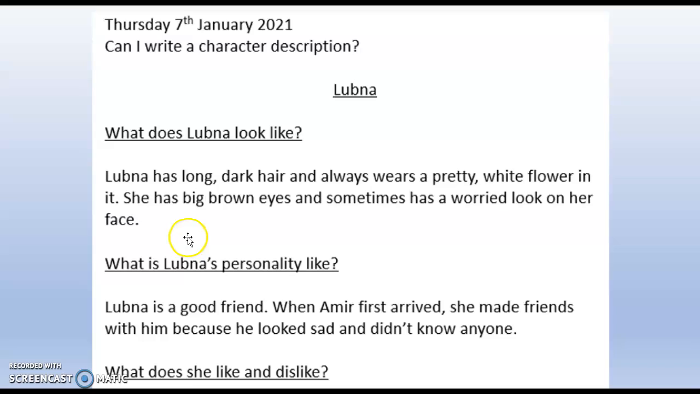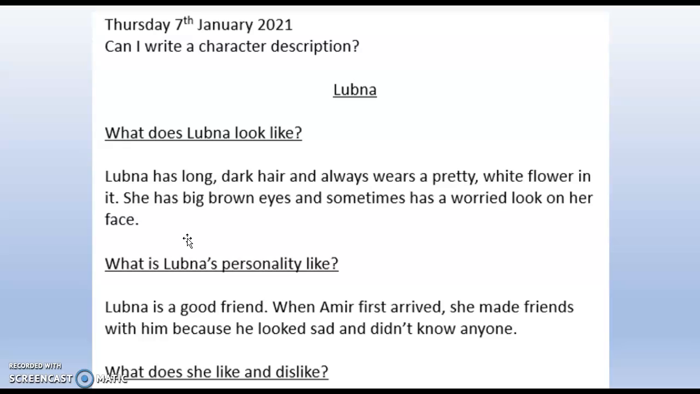So I've got, Lubna has long dark hair and always wears a pretty white flower in it. She has big brown eyes and sometimes has a worried look on her face. Can you spot any expanded noun phrases there? Have a pause of the video and think about it. Have I used a joining word? Have a think about it.